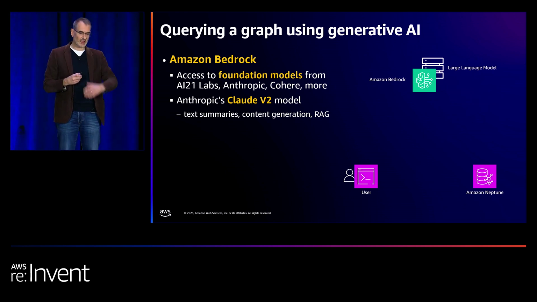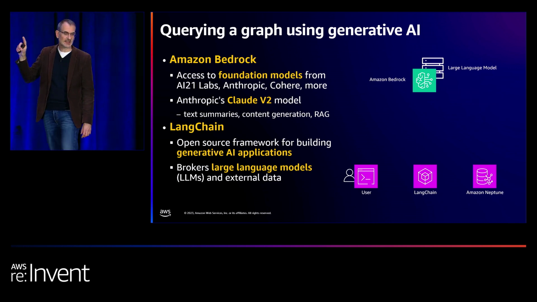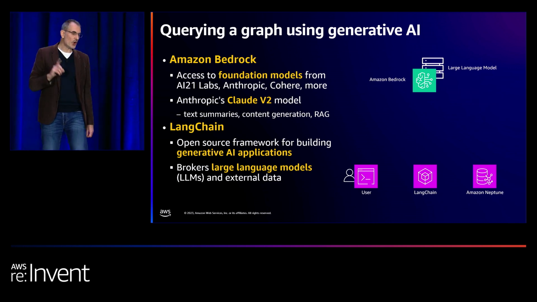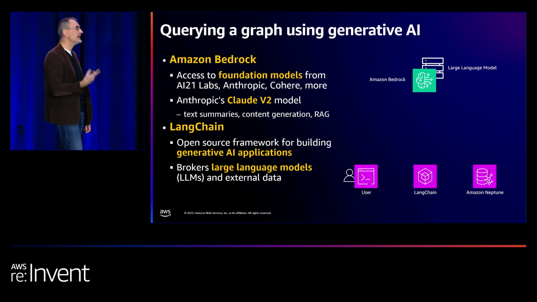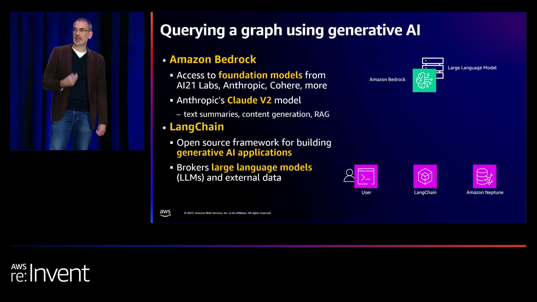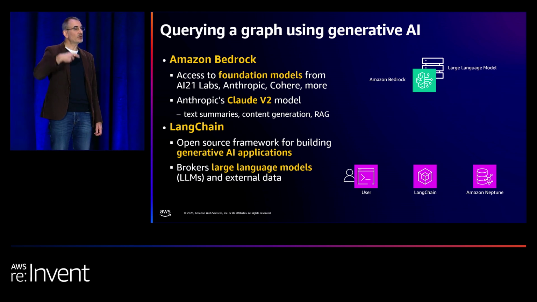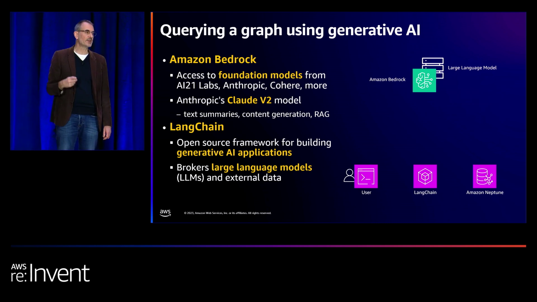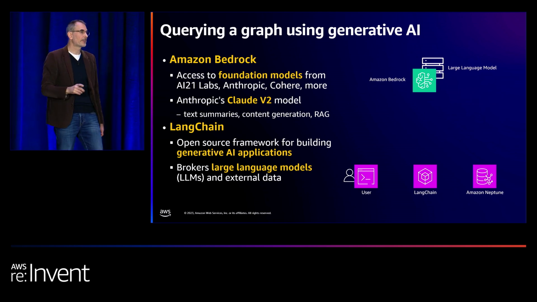So we've got Bedrock and Neptune. The last part of the architecture here is LangChain. This is an open source piece of software that makes it really easy to build generative AI applications. And effectively what LangChain is doing is brokering interactions between the large language model, in Bedrock in this instance, and that external source of data, Neptune.